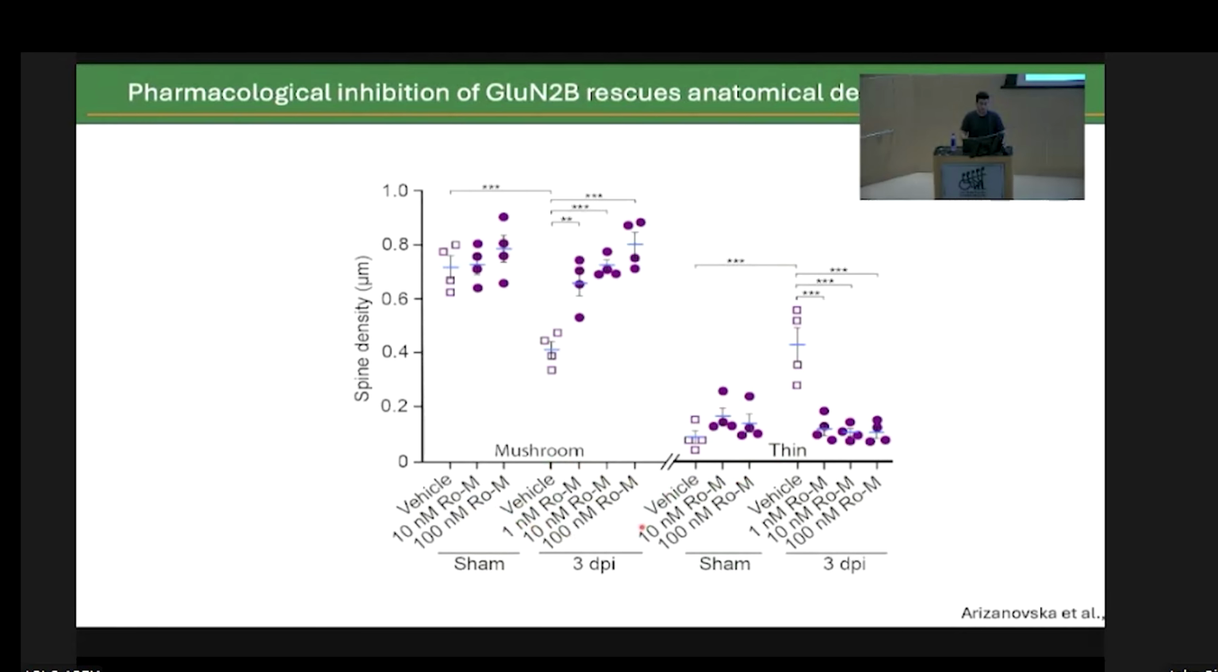So at 3 days post-injury, we see a rescue of those mushroom spines, and in the thin spines, we prevent the increase of thin spines. This is just another way of showing that inhibiting these perisynaptic NMDA receptors will ameliorate these deficits in learning and memory.